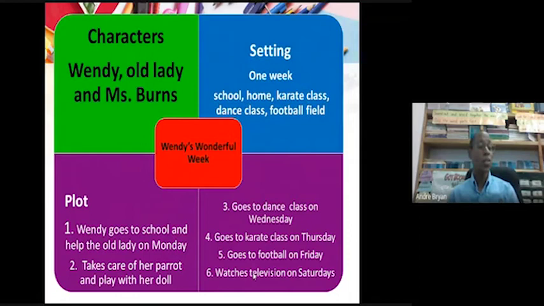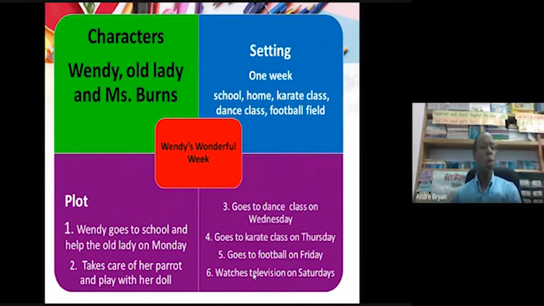Now, we see that the story took place over the period of 1 week. Yes, that refers to the time or when the story happened. And as it relates to the place, the story happened in several places. Yes, boys and girls, a story doesn't always have to happen in one place or one location. It can happen in several places. So, the story took place at school, at home, during karate class, during dance class, and on the football field.